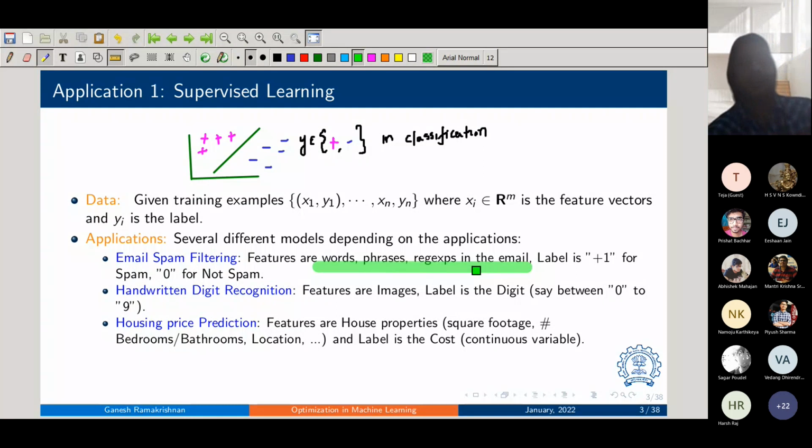Or handwritten digit recognition, where you're trying to recognize a digit. Features are again images, label is a digit. Then house price prediction, where the features are house properties such as square feet, number of bedrooms, bathrooms, location, and the label is the cost. Now the last example is that of a continuous prediction problem where the label y is continuous.